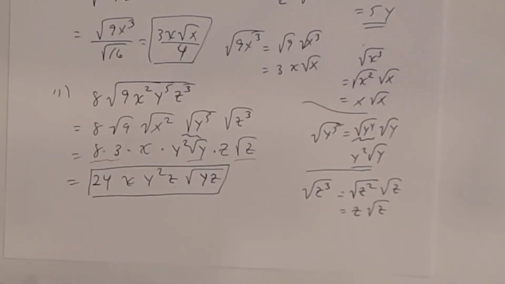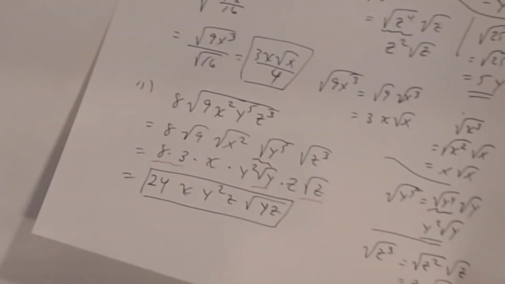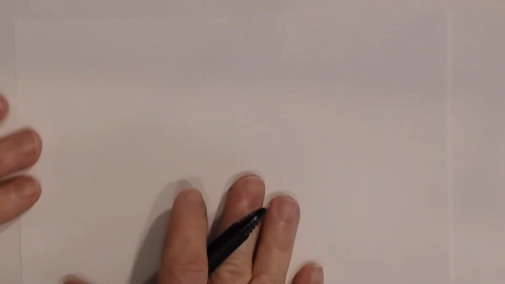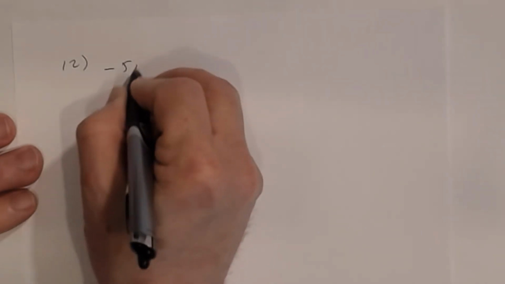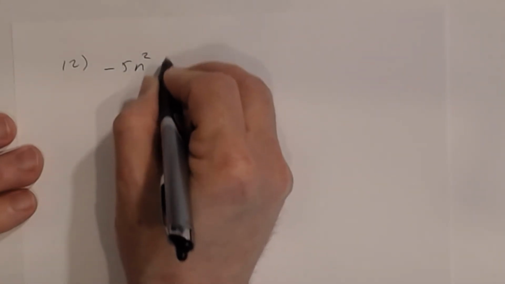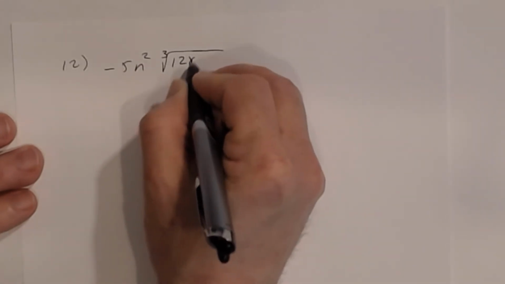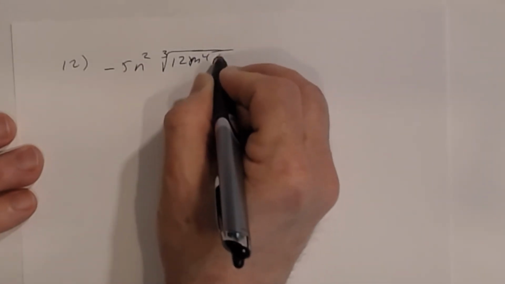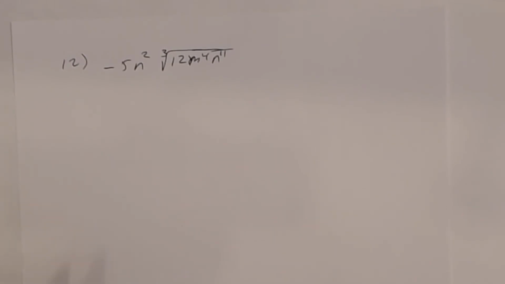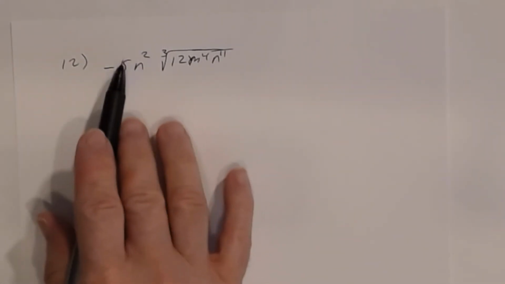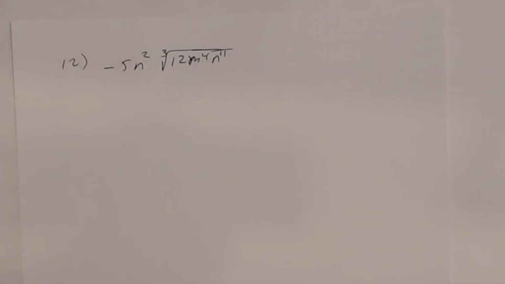Okay, let me do one more, where we have those variables on the outside, just to make sure you understand a little bit better. So this is going to be number 12: negative 5n squared times the cube root of 128 m to the fourth n to the 11th. Again, we have that variable expression on the outside, and that variable factors.